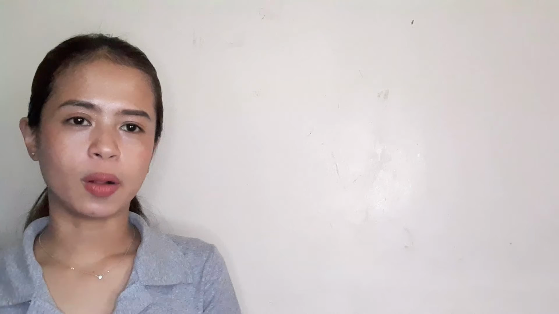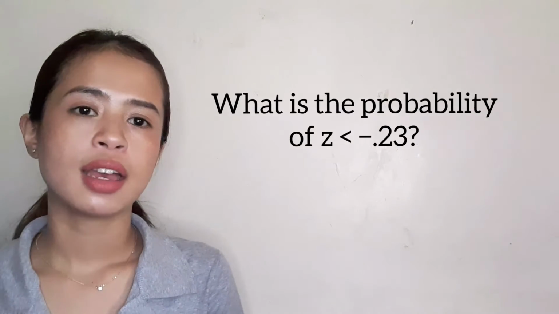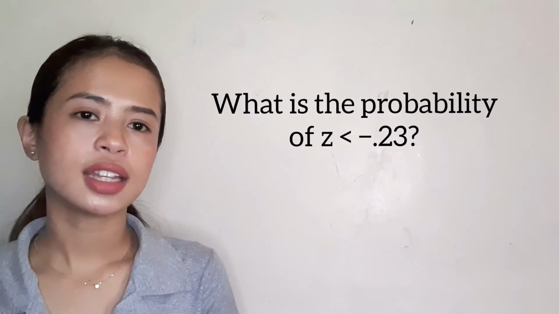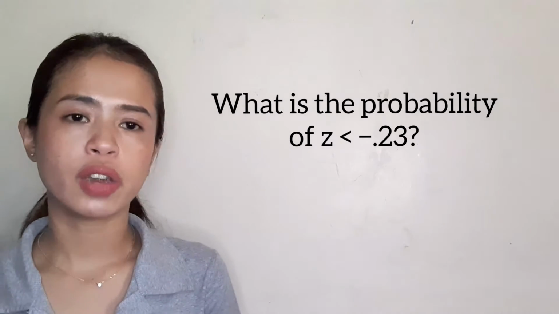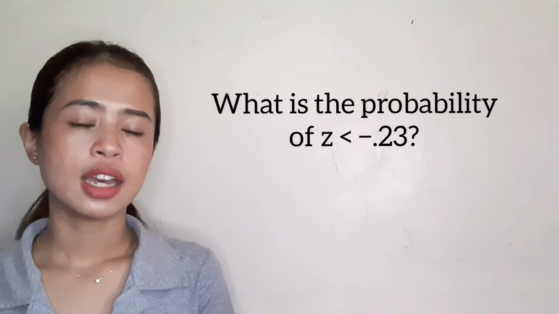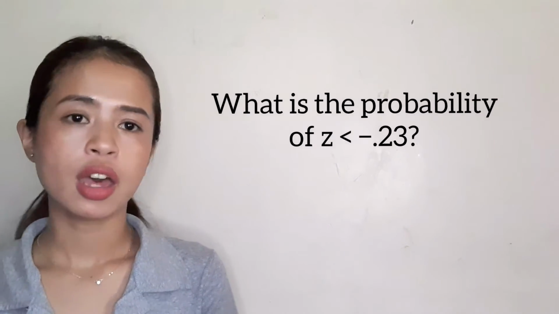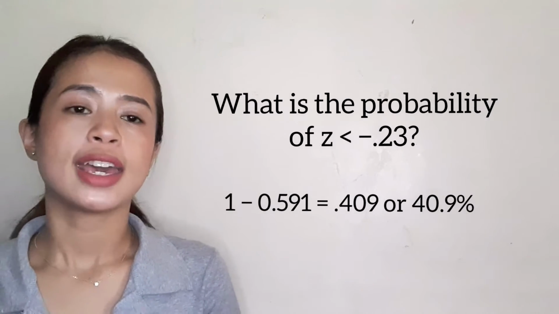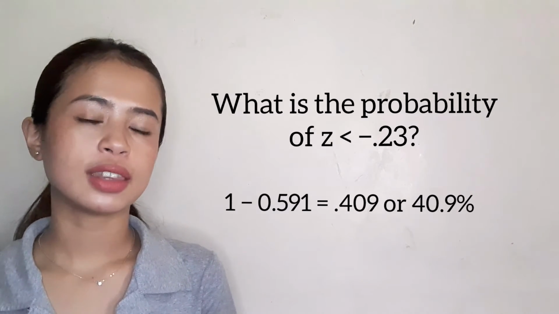So, for example, what is the probability of z less than negative 0.23? So, this is a negative z-score and we want the percentage of values greater than it. So, we need to subtract the value for z, so z is equal to 0.23, from 1. Therefore, 1 minus 0.591 is equal to 0.409, or 40.9%.